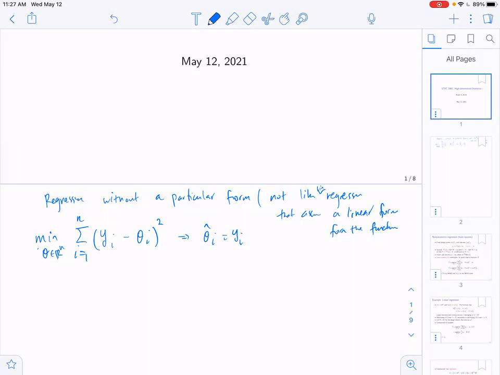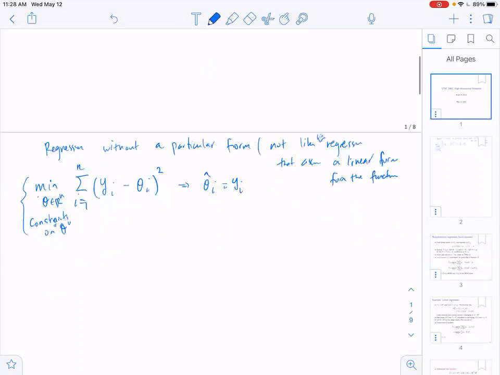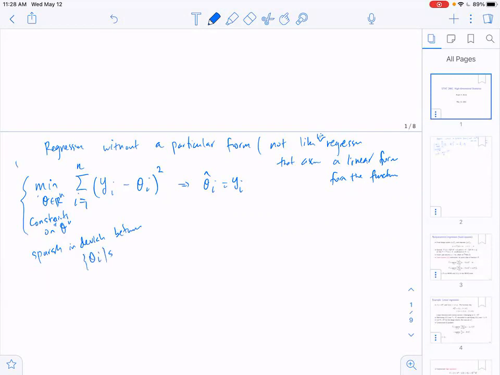I guess you also have to assume some kind of constraints. You could assume sparsity in the differences between the theta i's, which I think is like total variation denoising. Okay, great. This is great. So you went further ahead. So we're going to get to this. So we'll talk about this. Yeah. So if you do this, you need constraints on theta. Without constraints, you would get a trivial estimator.